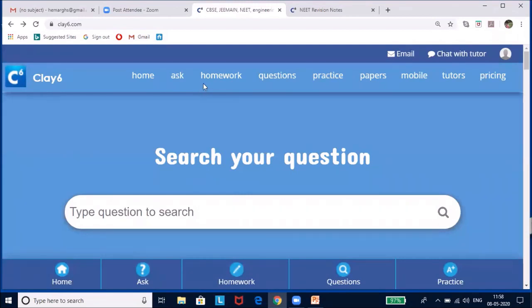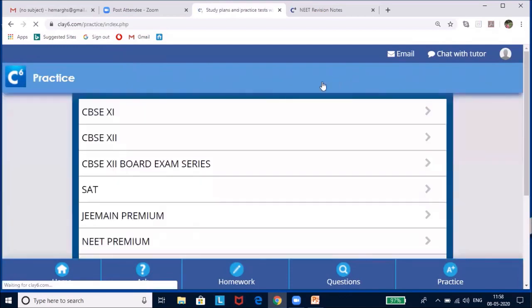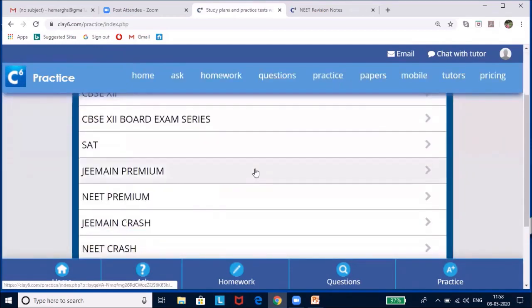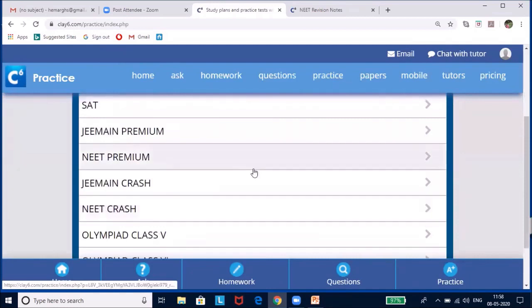Today I'll be covering biological classification. Briefly, I will run through how to access revision notes and tests in class6.com. Open the class6.com webpage, then go to Practice. Click on Practice. You will see a lot of packages here. Today I'm going to select NEET Premium.